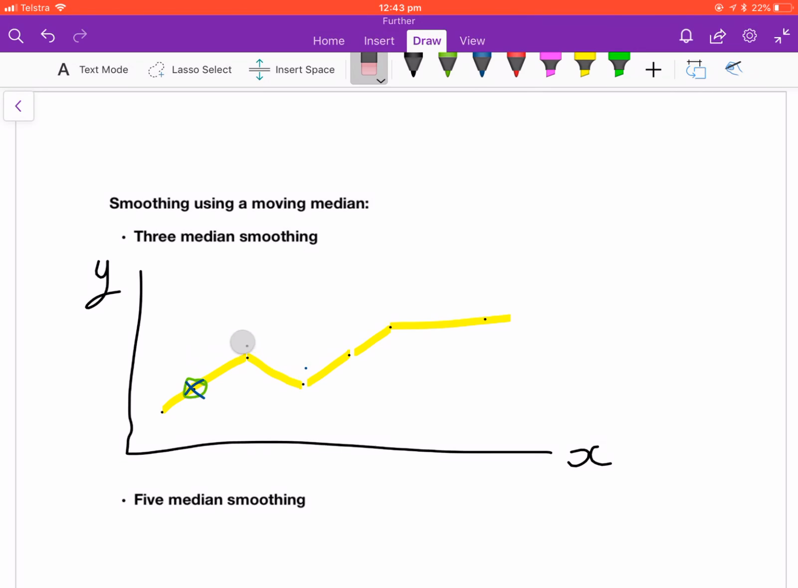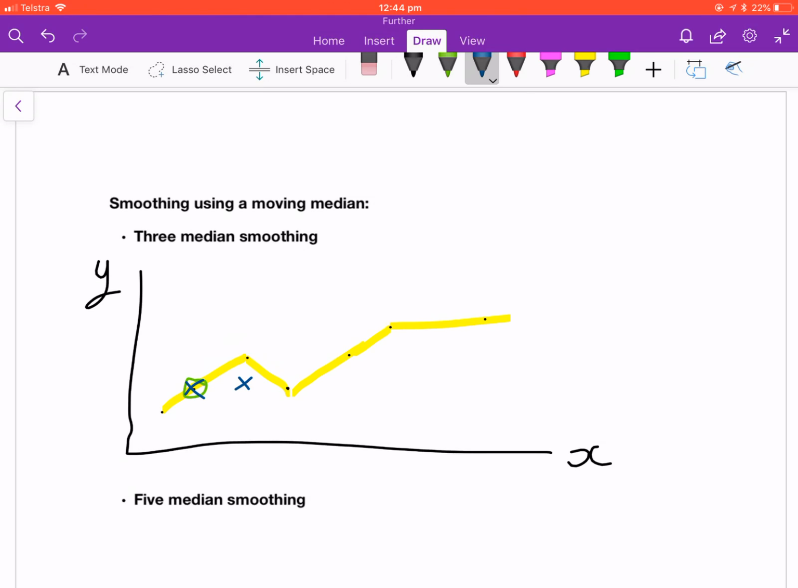The middle value is going to be this one here. It's slightly higher than that one, so it's below this one but above this one, so we're just looking at the one in the middle. So that's our value. And so you'll plot the point in line with your x variable here at that height.